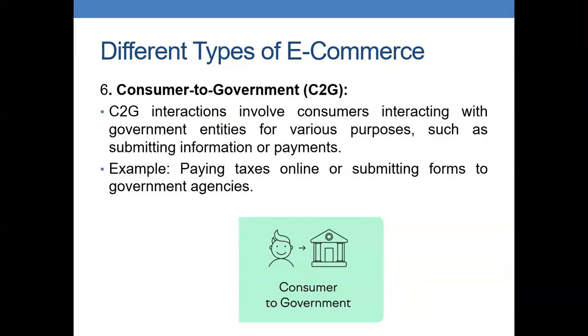Now another form of e-commerce is consumer to government. Consumer to government interactions involve consumers interacting with government entities for various purposes, such as submitting information or payments. Suppose you take paying taxes online or submitting forms to government agencies. The consumer is providing either goods or services to the government. So, these come under the different types of e-commerce.